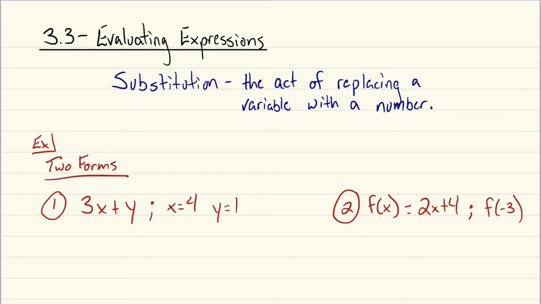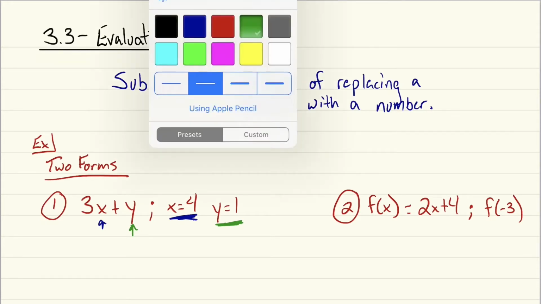We have 3x plus y as our expression, but then we're also told that x is equal to 4 and y is equal to 1. So if x is equal to 4, I'm going to underline that in blue, and y is equal to 1, which I'm going to underline in green, then all we have to do is put a 4 in for x, making sure I put that in blue, and then put a 1 in for y. So it just comes down to rewriting that problem.